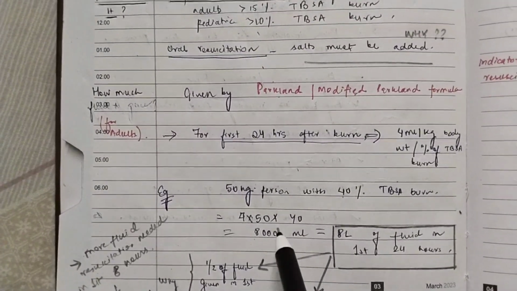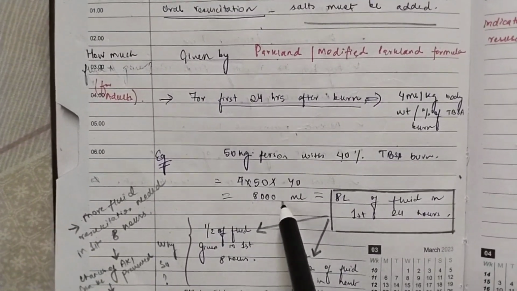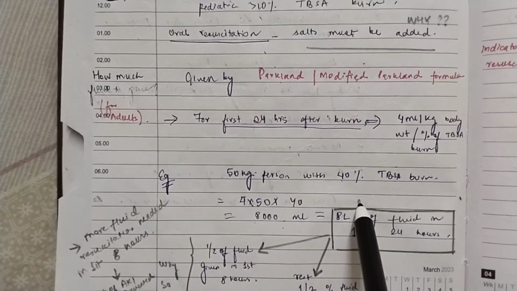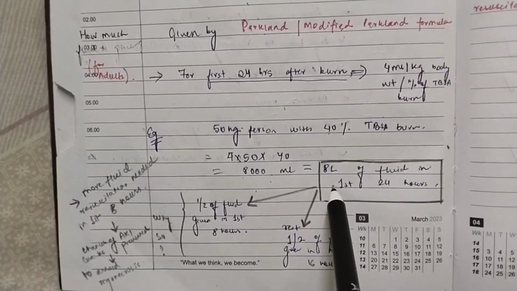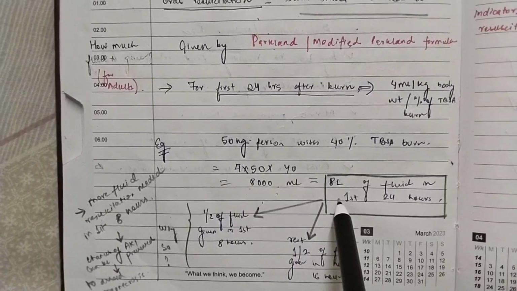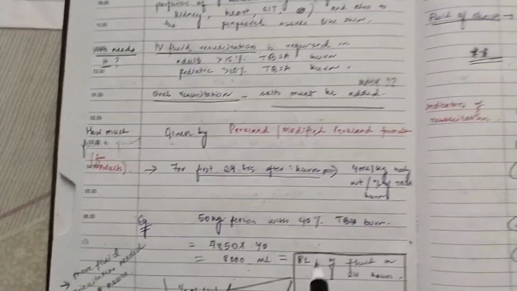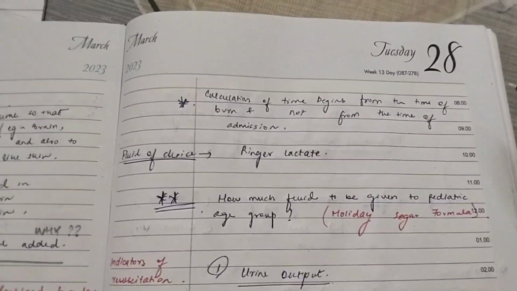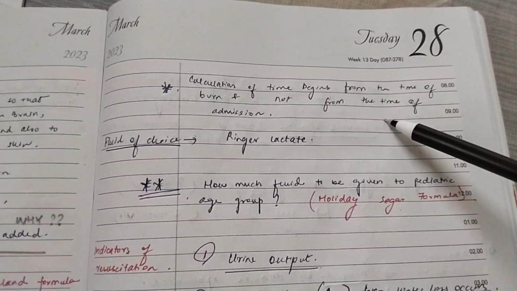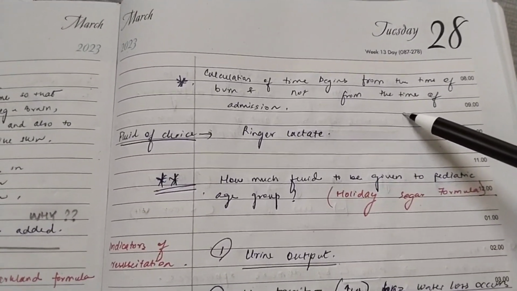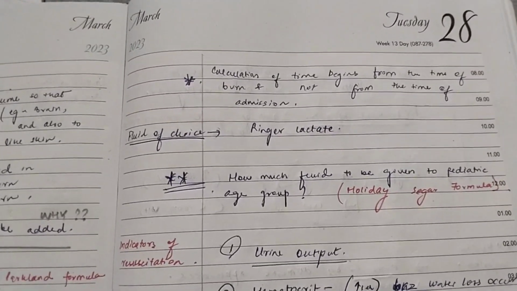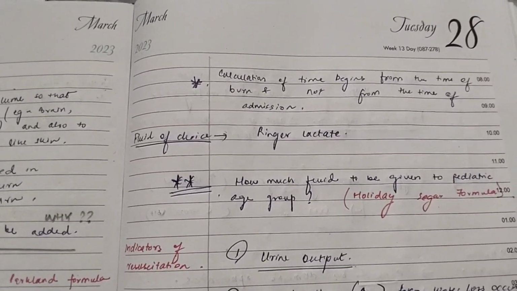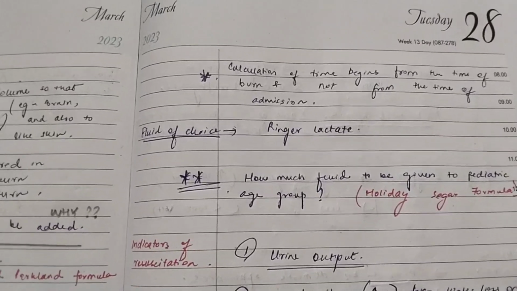How will you give? Half of this 8000 ml is given in the first 8 hours. The remaining half is given in the next 16 hours. So 4000 ml पहले ही 8 घंटों में दे दो. And the remaining 4000 ml should be given in the remaining 16 hours. Now, calculation of the time is from the time of the burn, और जो टाइम हम लोग बोलते हैं ना first 8 hours, first 16 hours, not after the patient has come into the hospital, but जब से पेशेंट को बर्न हुआ है तब से करते हैं.